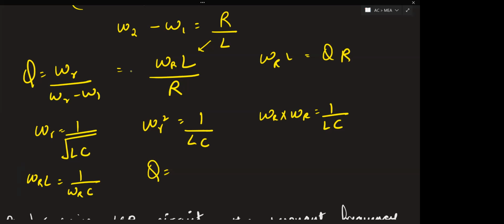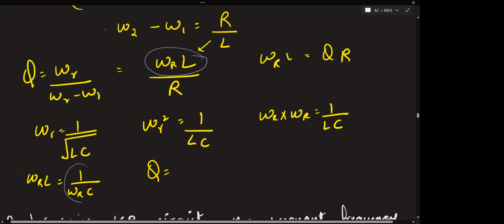Q will be Q, which is equal to omega R L by R. Instead of all this, put the value of omega R here. Understood? See, Q's value is omega R L by R. So omega L, put it from here. What is omega L? It's 1 by omega RC.